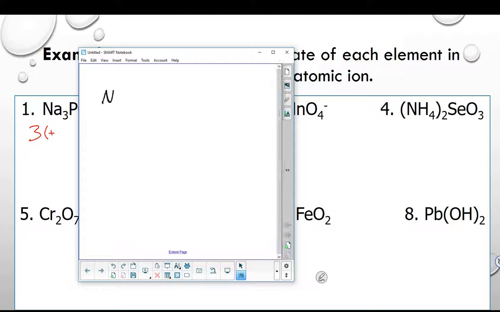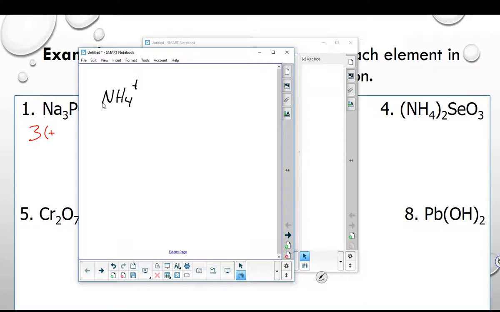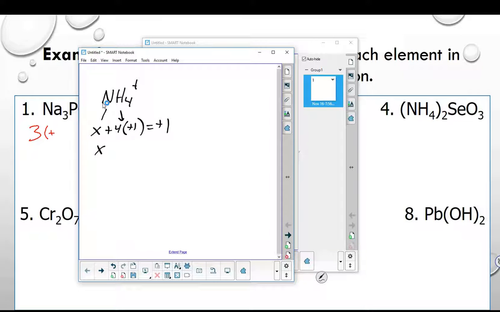So we know NH4 as a group is +1, right? So as I'm doing this, I don't know what N is, so I put X. I do know hydrogen is a +1, so I put +1. And I know that this whole group has to equal +1. Okay? So then I just go X plus 4 equals +1. Subtract 4 from each side. So X equals -3. So I know this is a -3, this is a +1.